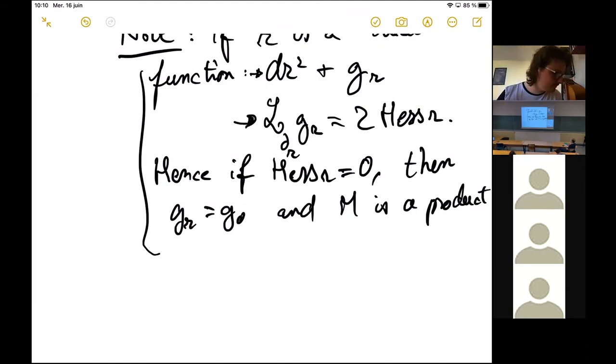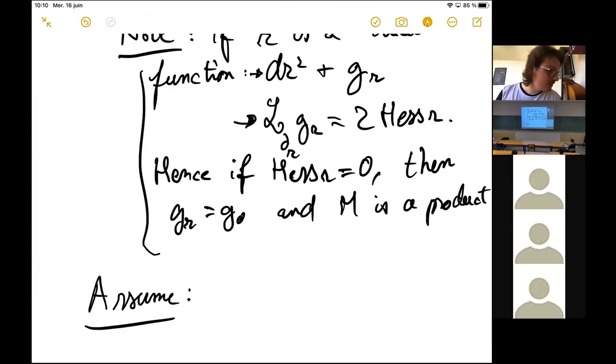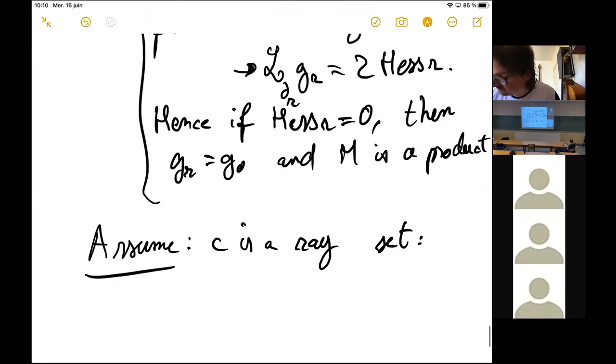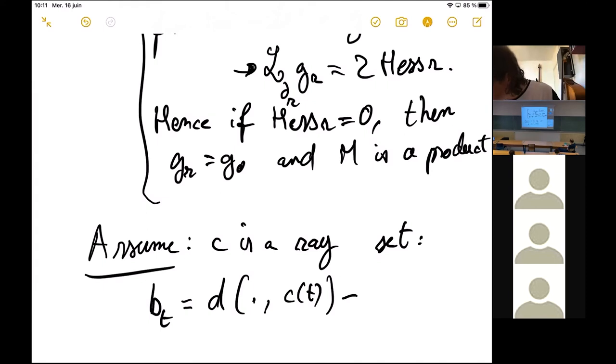So, okay. So first we will use just a ray and see what's going on with some special function. Assume C is a ray and set b sub t to be equal to the distance from C of t minus t. Okay, so this is a function.